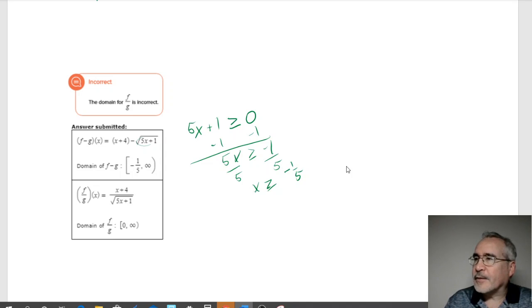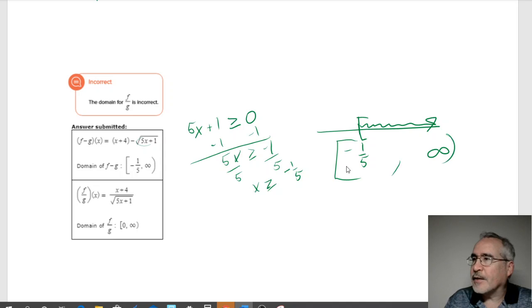So that gives us, on a number line, negative 1/5. Negative 1/5 included, and it's greater than, so it goes this way all the way to infinity. And so we get a bracket here, parentheses there. And so that's correct. Notice the second part, really that's the same issue. It's 5x plus 1 that is the problem.